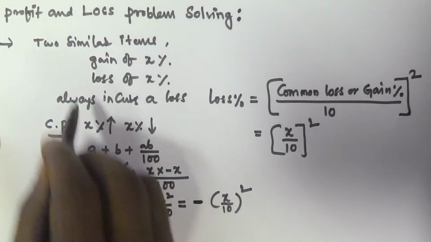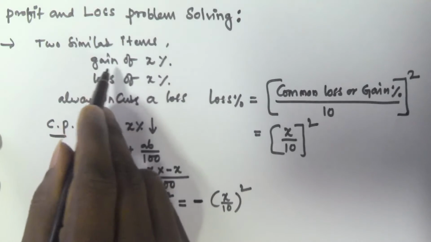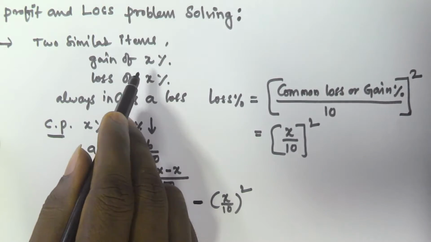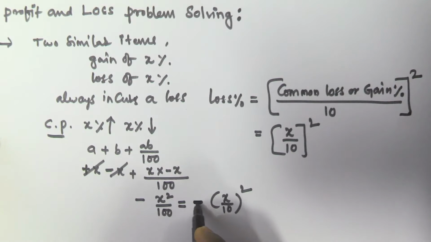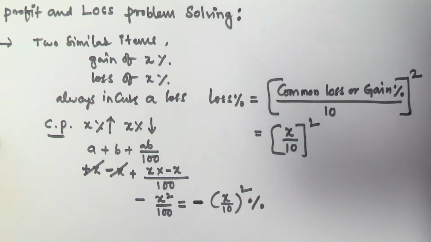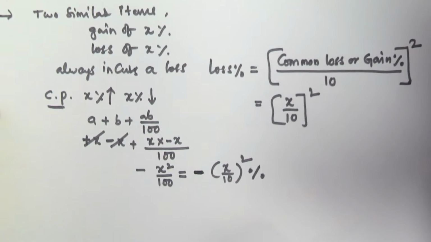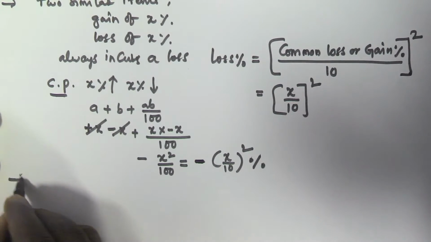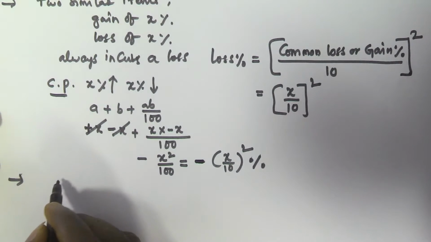So whenever we are selling two similar items, one at a gain of X percentage and one at a loss of X percentage, it is always going to be a loss, and that loss percentage is given by (X by 10) to the power of 2. This will give the loss percentage. So we will see one problem based on this concept.